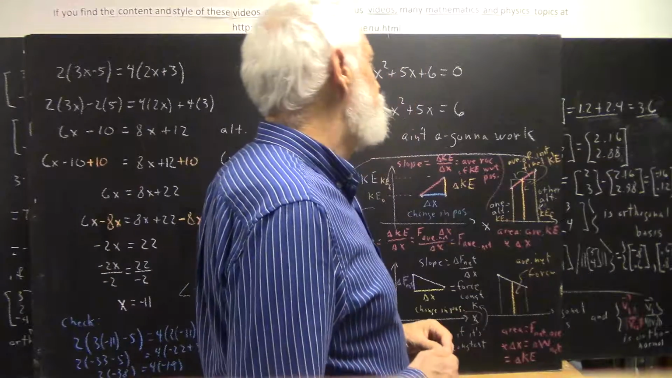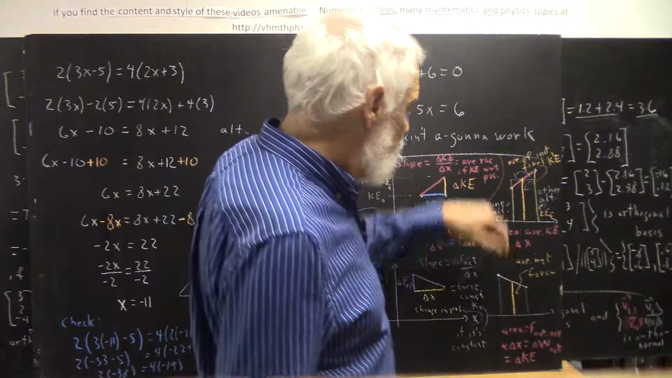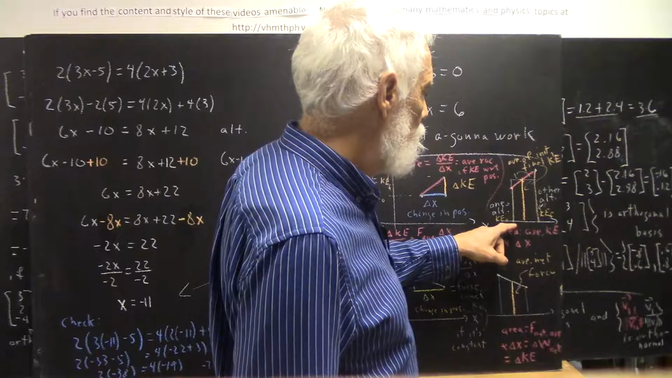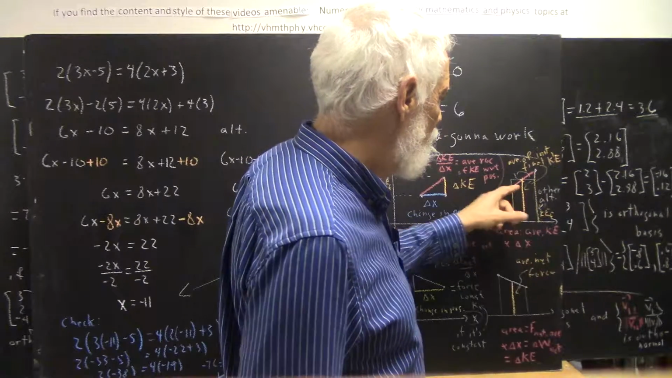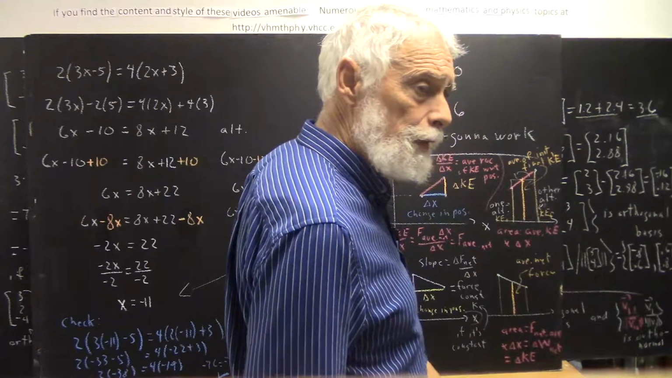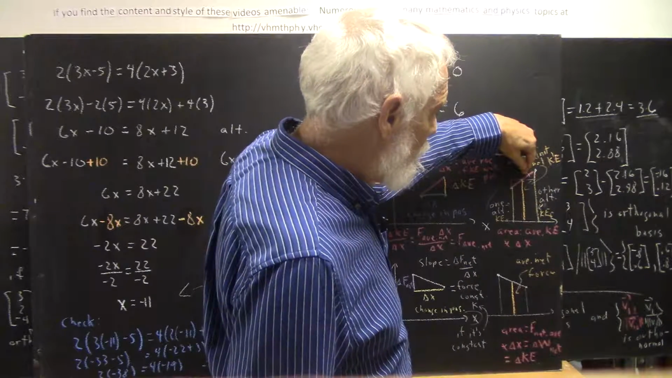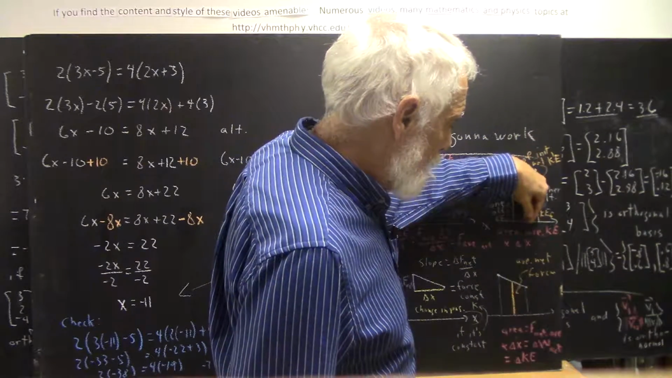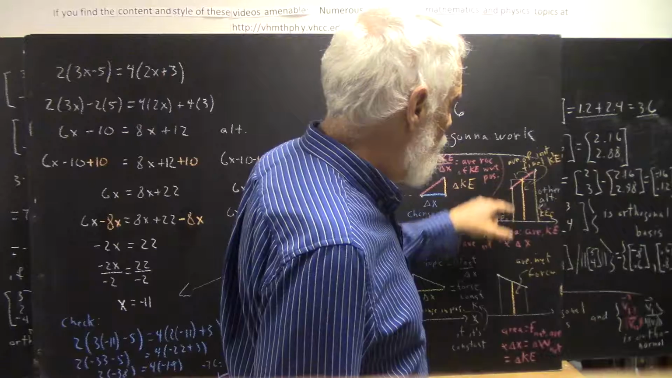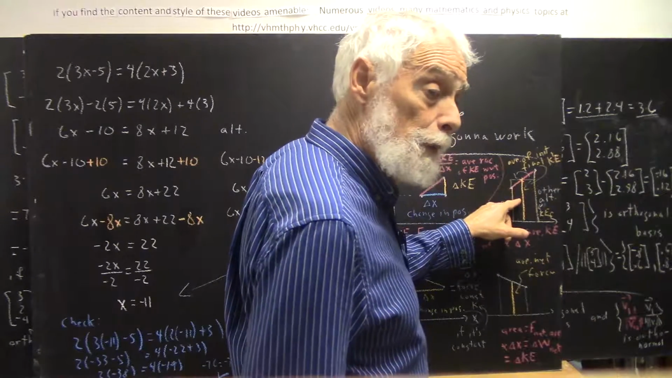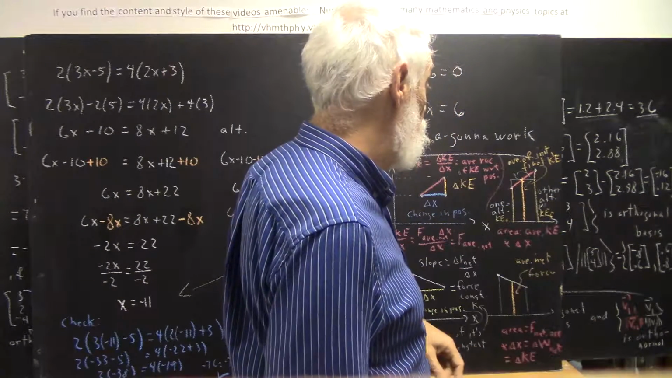Well, really, the average value is halfway between the initial and the final. I've got a straight line that goes from here to here. If I go to the midpoint of this line and drop the altitude down here, it's going to be halfway between this one and this one, so it's going to represent the average value.